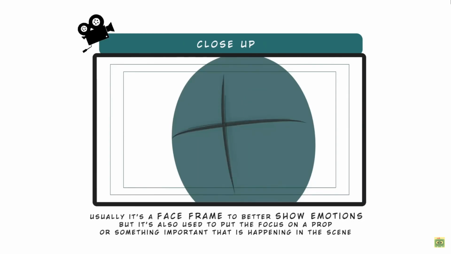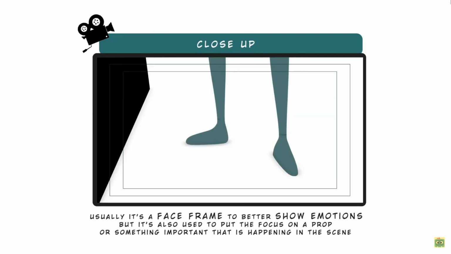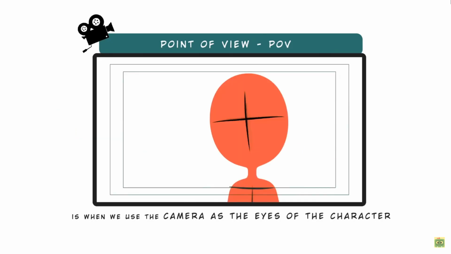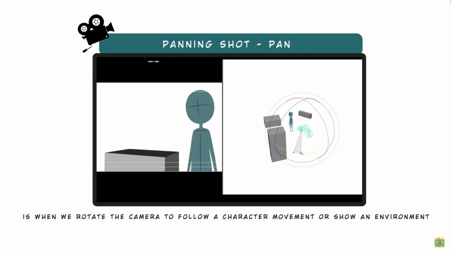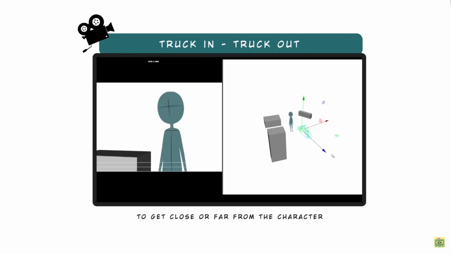Close-up is usually a face frame to better show emotions, but it's also used to put the focus on a prop or something important that is happening, and we must focus the attention with the camera really close to it. Point of view is when we use the camera as the eyes of the character, so we can see through the character's eyes, at the same height, at the same distance from another character or something else we want to show. Pan is when we rotate the camera to follow a character's movement. Track is when we translate the camera to follow a movement or to create a track in and track out to get close to or far from the character.